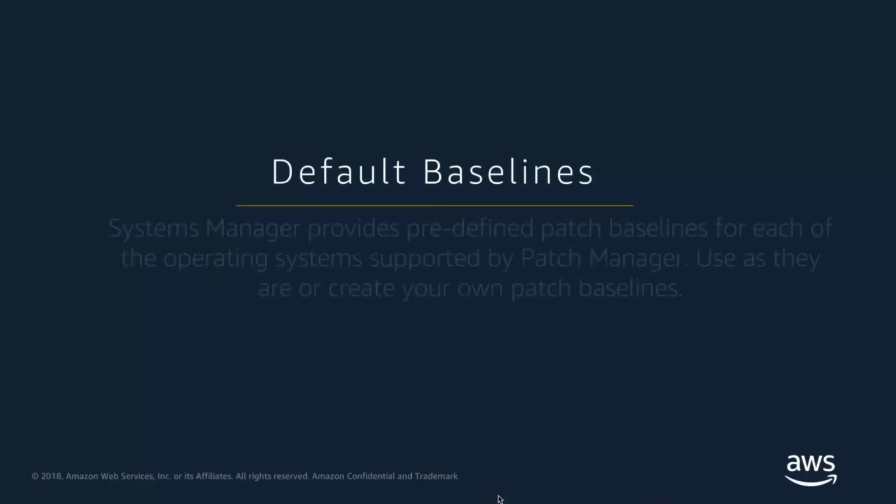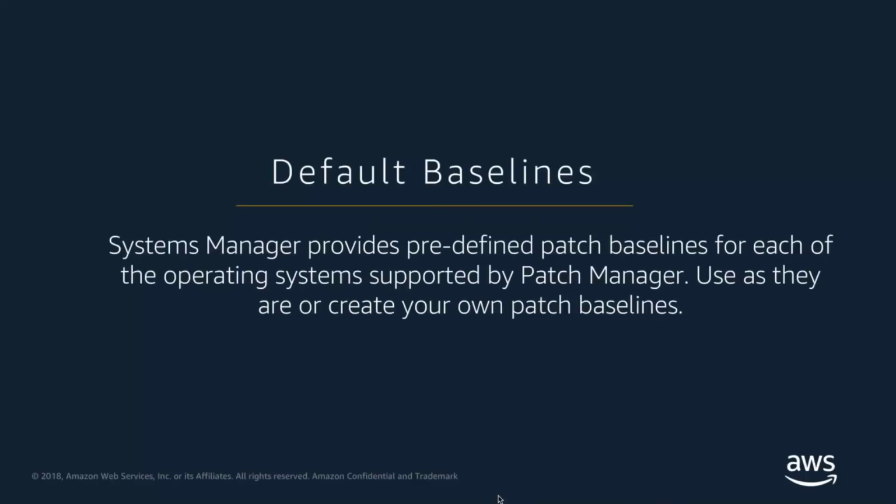Systems Manager also provides predefined patch baselines for each of the operating systems supported by Patch Manager. So everything from Amazon Linux, CentOS, Windows, and all the other specifics that we've covered. You can use these baselines as they are currently configured. They're not customizable. Or you can create your own patch baselines if you want greater control over which patches are approved or rejected for your environment.